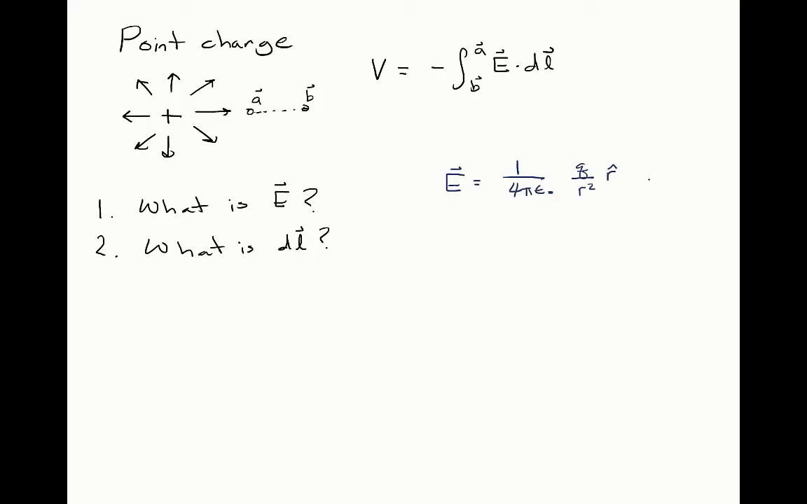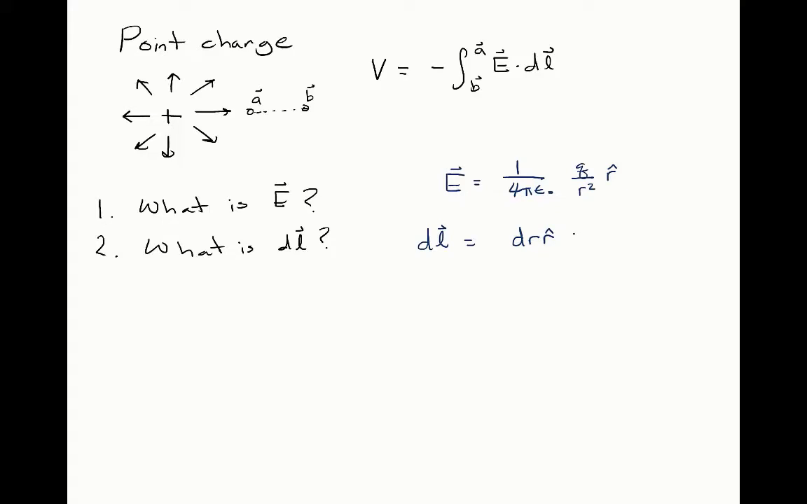Okay, so we all know the electric field from a point charge. Now, this is going to be something we want to do in spherical coordinates. So if we're integrating along a path between A and B, then r is the variable that's changing. So this is just going to be dr r hat.